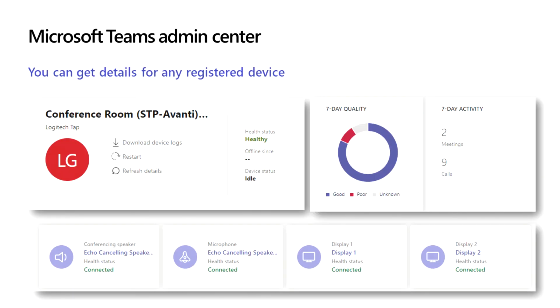So in this slide, we have drilled into one of these devices. So we can see easily we can download device logs, remotely restart the device, or refresh the details if we think that the values in Admin Center are not current. We see the status, see device name, see quality over the last 7 days and how many meetings and calls have happened in that room.